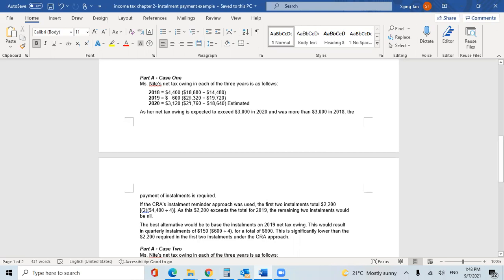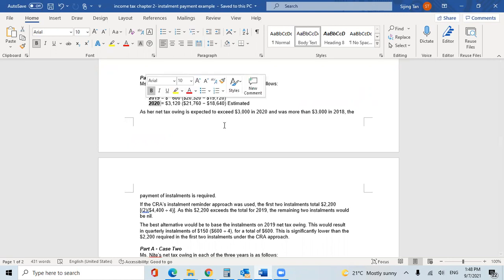So our net owing, we use our tax payable deduct the tax withholding. This 4,400 is our tax owing. The same calculation for 2019 and same calculation for 2020. Now, interesting is because my book is for 2020, right? So ignore the year, the numbers are exactly the same. So the net tax owing expected for 2020 is over $3,000. One of the preceding years is more than $3,000. So it's confirmed that Ms. Knight has to pay installment payments.